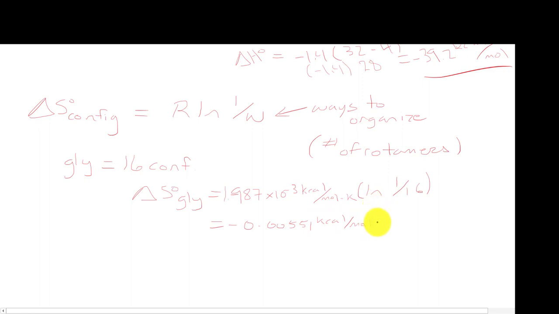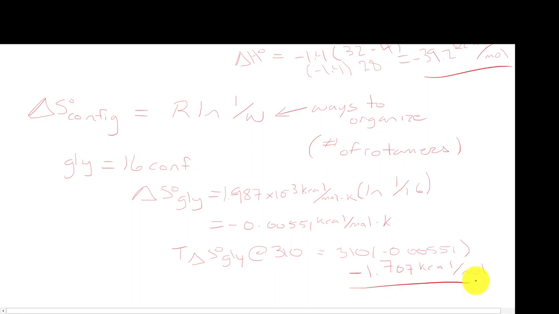That is not a huge amount of cost for locking in a single amino acid, but recall that delta S is always scaled by temperature. And so that means that this number can easily become pretty large. If we did T delta S for glycine at 310, this would be 310 times negative 0.00551. And we would end up with a penalty for locking a glycine of negative 1.707 kcals per mole.